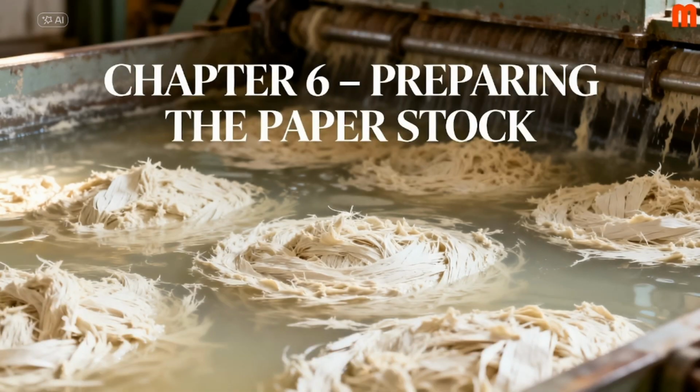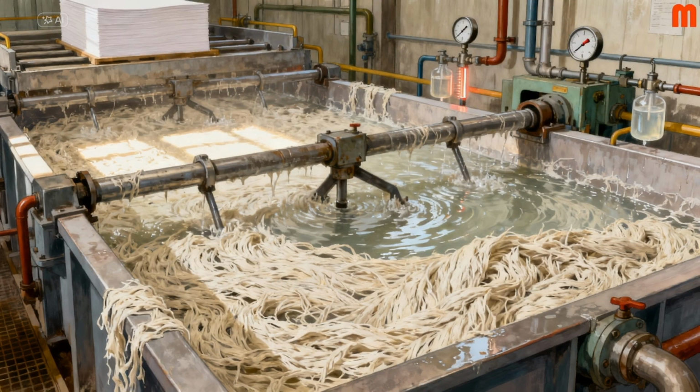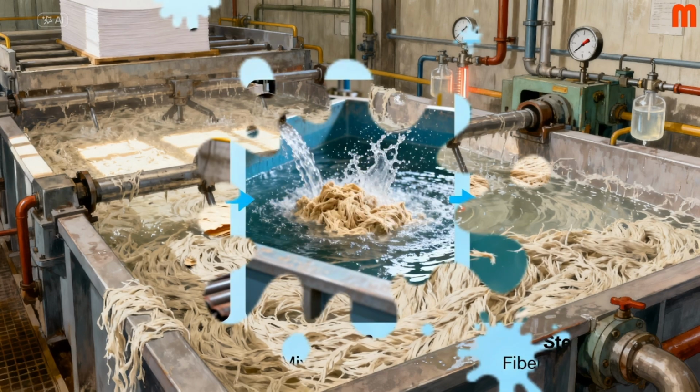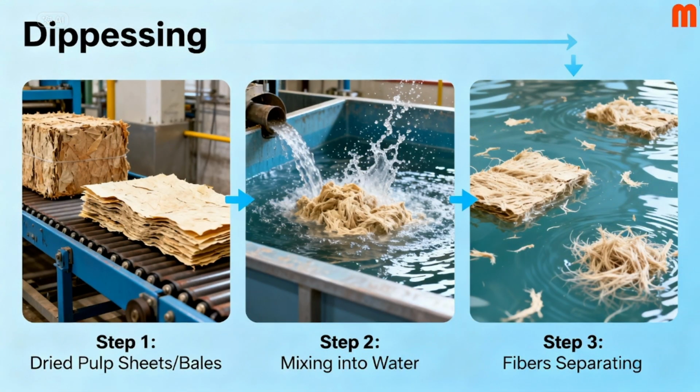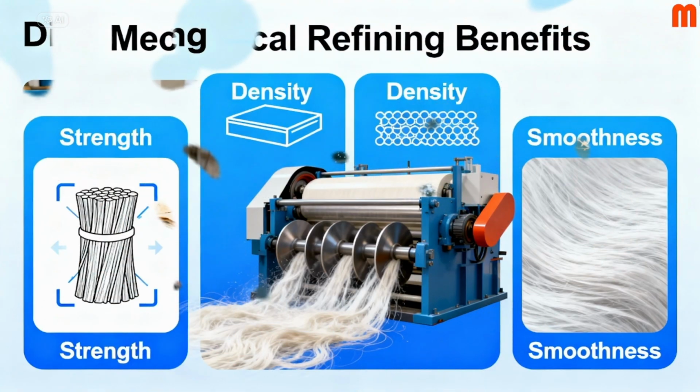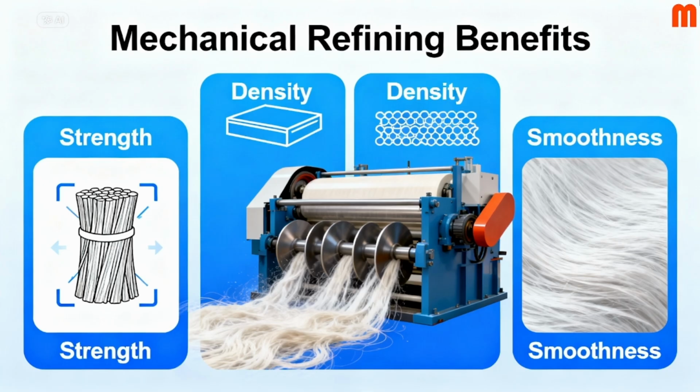Chapter 6. Preparing the paper stock. Now the pulp is ready to become paper, but it must be carefully conditioned. Pulp dispersing. Dried pulp sheets or bales are mixed into water and broken into fibers. Refining. Mechanical refining beats the fibers, helping them bond better, boosting strength, density, smoothness.